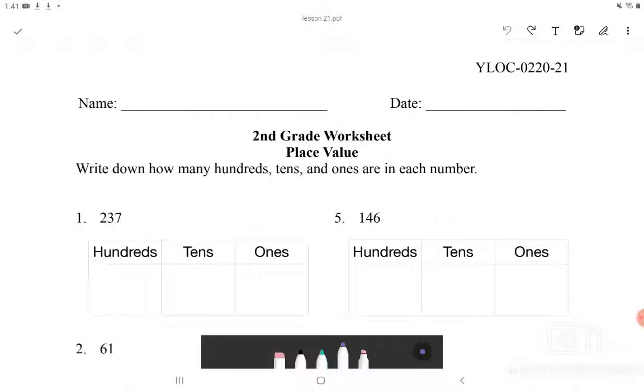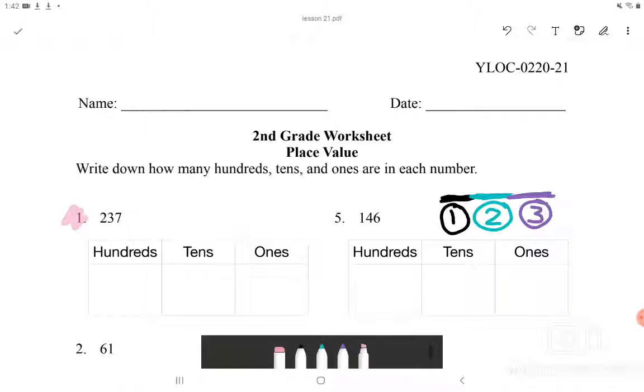This video is for 2nd grade lesson 21, and I will be doing some of the questions to help you with these type of problems. The first section is called place value, and I will be doing number 1 to begin with. When you're doing these type of questions, you first have to know that there will be 3 places, and the number coming first is hundreds place, coming second is tens place, and coming third is ones place.